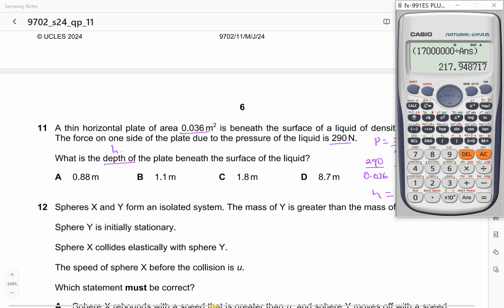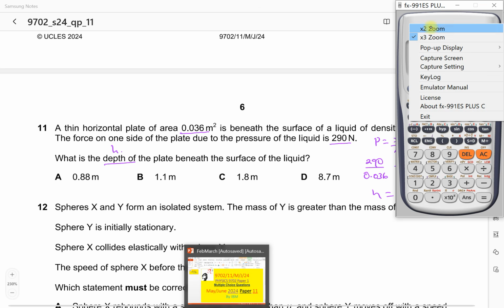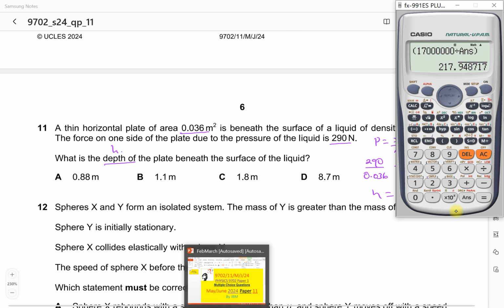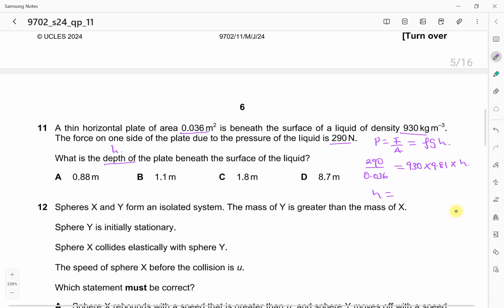I think I need to change the position of this calculator. Okay, I'll make sure I change the calculator position.